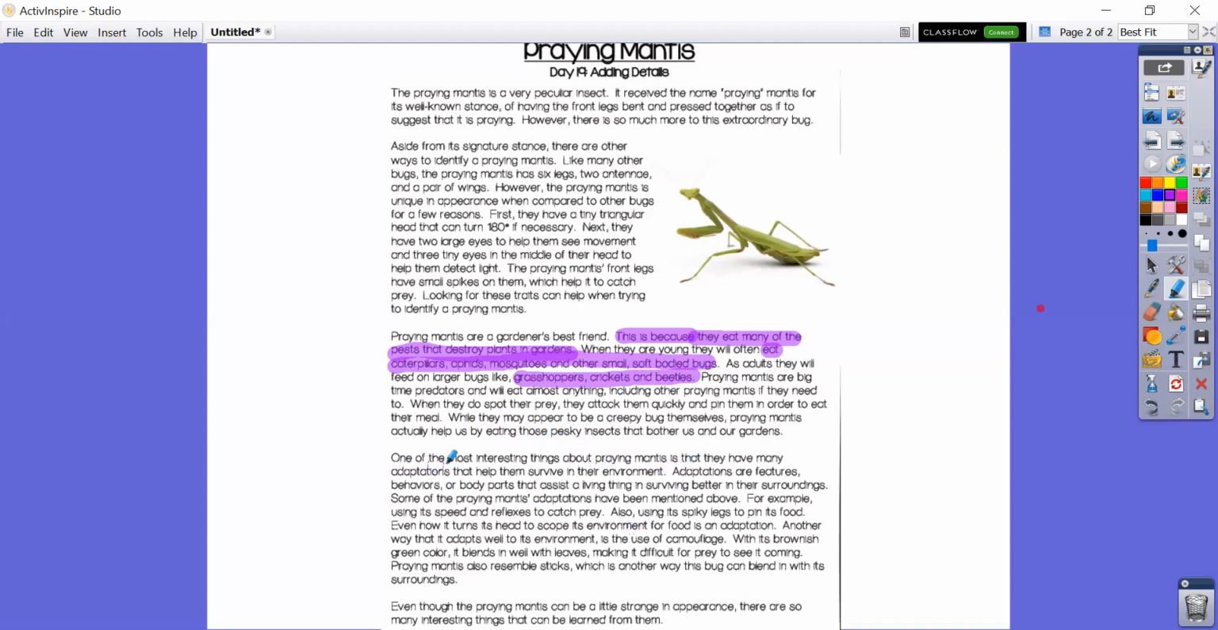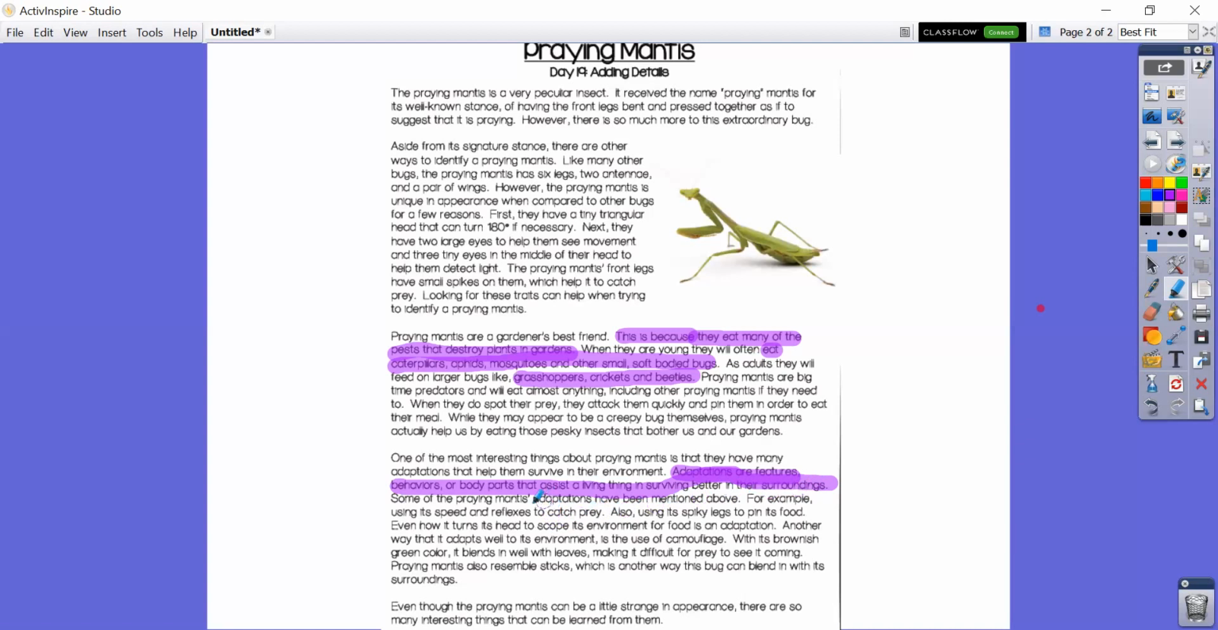In this paragraph, it talks about interesting things. So it talks about adaptations. And it not only talks about it, but then it also tells the reader what adaptations are. It says adaptations are features, behaviors, or body parts that assist in a living thing surviving better in their surroundings.